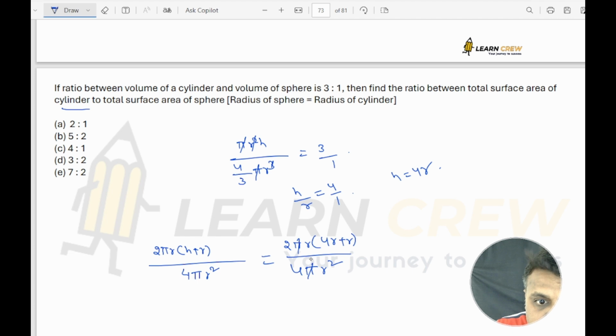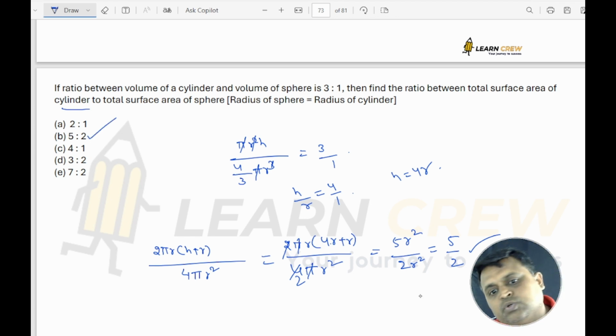Am I correct or not? So I think what you are going to get here is 2 pi r into h plus r. h is already 4r, and 4r plus r is 5r. 2 ones are 2, 2 twos are 4. So 5r square divided by 2r square, and I am going to get the ratio as 5:2. This is the curved surface area of a cylinder.